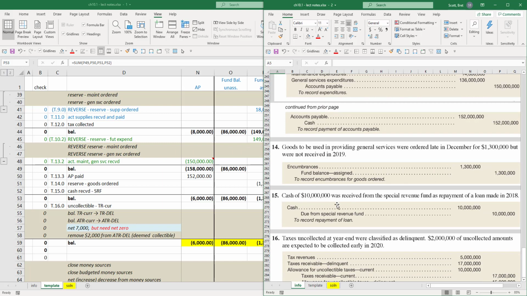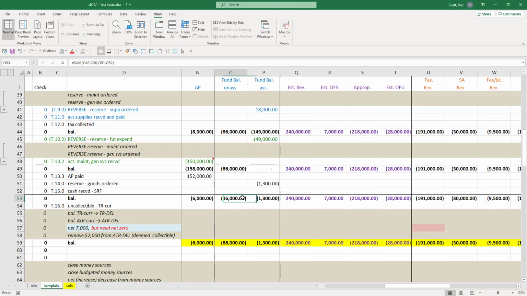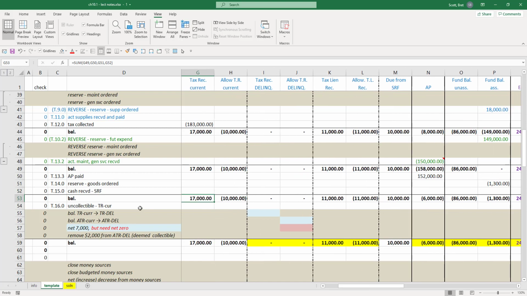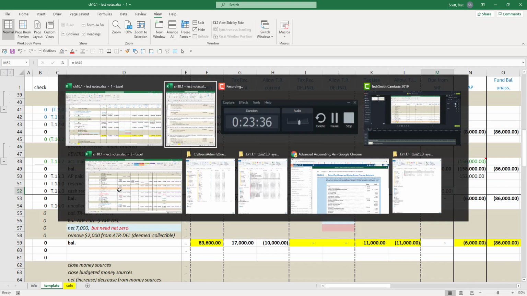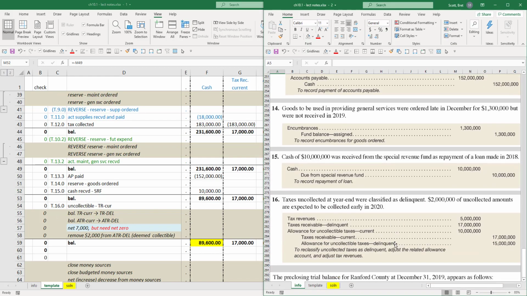Transaction 15, cash of $10 million was received from the Special Revenue Fund as a repayment of a loan made in 2018. Cool. So we can give money to our friends in a different fund. They pay us back. It's all good. Here we're just simply saying that we got the cash. So cash received from the Special Revenue Fund was $10 million. And we can get rid of that due from Special Revenue Fund. So we're getting rid of that balance, the $10 million. No more amount owed to us there.